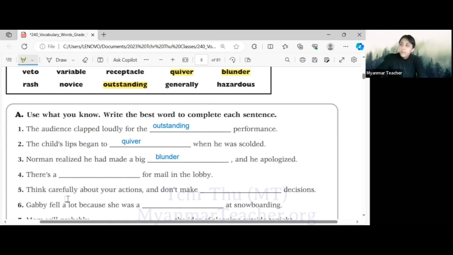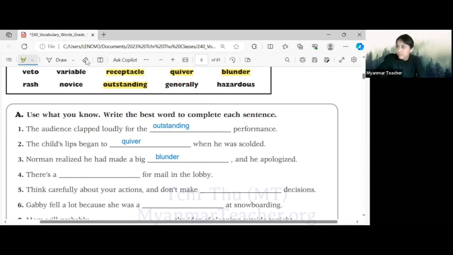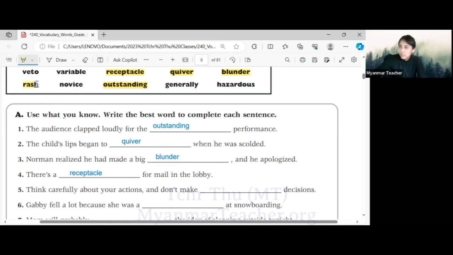There's a receptacle for mail in the lobby. Mail to put in. A receptacle. Think carefully about your actions and don't make rash decisions. Rash means careless, reckless. So don't make rash decisions.